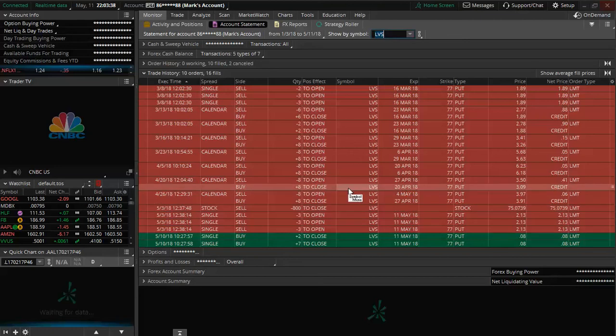Another thing to mention about early assignment is that it's completely random. So when you sell a put, it doesn't necessarily mean that the exact buyer of your put is the one who exercised their option.